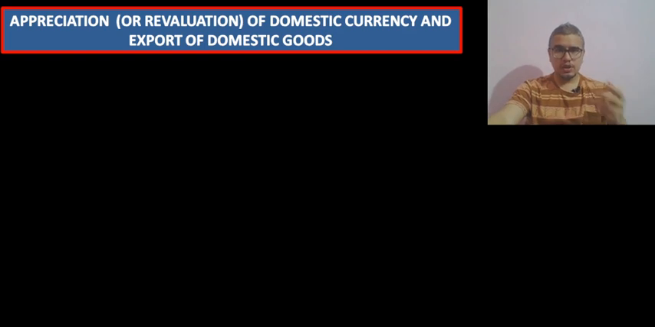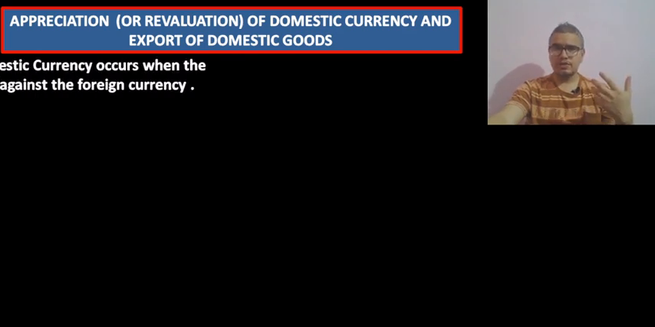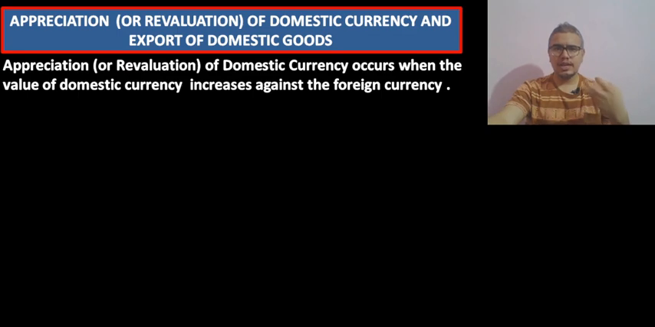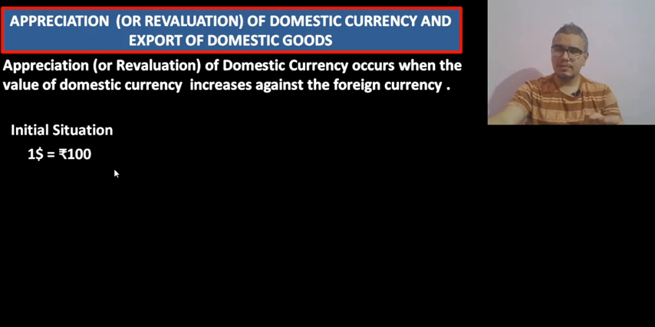Okay, now we know that whenever there is appreciation or revaluation, the value of domestic currency will increase against the foreign currency. Here also we will take a similar example. Let's say we'll just alter the example which we have taken earlier. In the initial situation, let's say the exchange rate is such that $1 is equal to rupee 100. Here also dollar is foreign currency, rupee is domestic currency, and for each unit of foreign currency, 100 units of domestic currency are being exchanged.